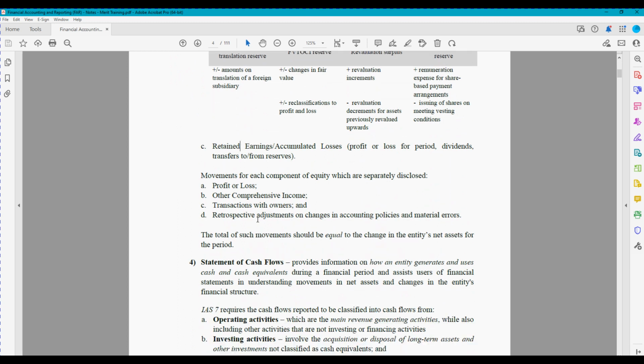So movement for each component of equity are separately disclosed, so P&L, OCI, transactions with owners, retrospective adjustments on changes in accounting policies and material errors. So these are disclosed as a note. And the total of such movements would be equal to the change in entities' net assets to the period.